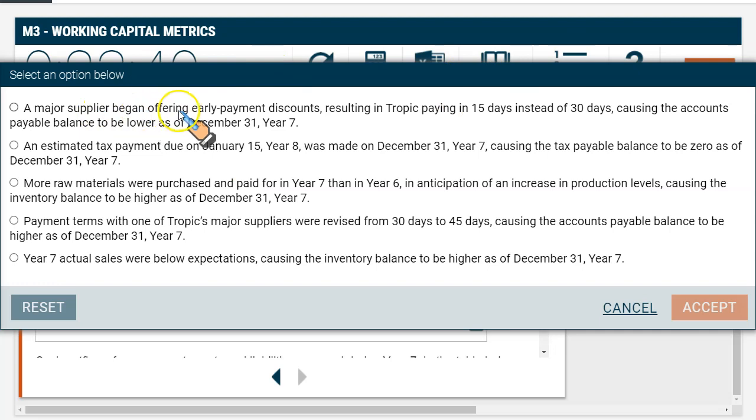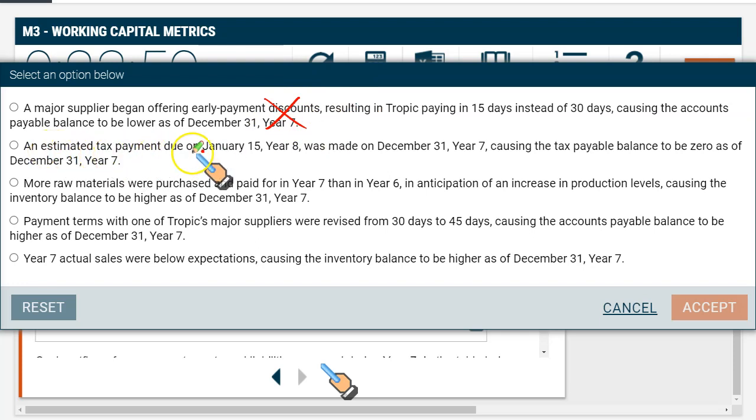A major supplier began offering early payment discounts, resulting in Tropix paying in 15 days instead of 30 days, causing the accounts payable balance to be lower as of December 31st, year 7. So this is basically bad. It will result in more outflow. So this should have lowered your cash balance, not increased. This is incorrect. So we are going to cross it with red because that is not possible. That doesn't explain why we have a larger cash balance.